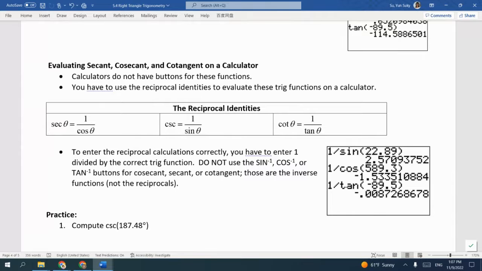Yeah, so to enter the reciprocal calculations correctly, you have to enter 1 and divide it by the correct trig function. Do not use the sine to the -1, cosine to the -1, or tangent to the -1 buttons because they represent the inverse trig functions. We will talk about the inverse trig functions in chapter 6. But they mean inverse function. They don't mean 1 over that. So be careful.